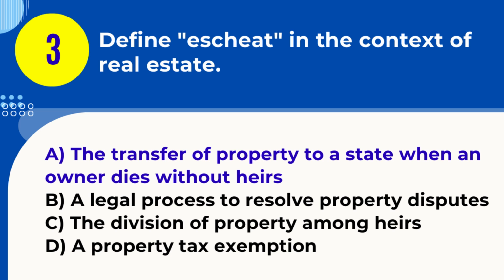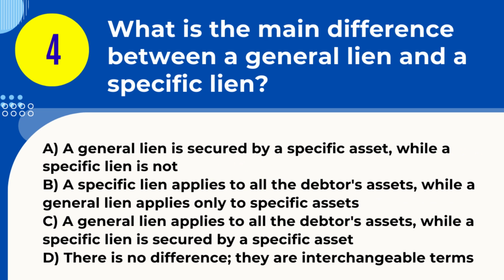Explanation. Escheat is the process where the state may take ownership of property if an owner dies without legal heirs or a will. Question 4. What is the main difference between a general lien and a specific lien? A. A general lien is secured by a specific asset, while a specific lien is not. B. A specific lien applies to all the debtor's assets, while a general lien applies only to specific assets. C. A general lien applies to all the debtor's assets, while a specific lien is secured by a specific asset. D. There is no difference. They are interchangeable terms.